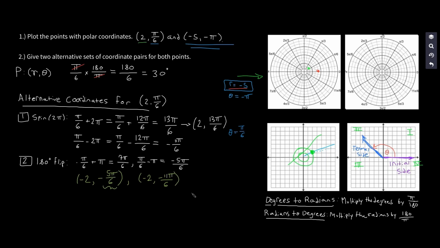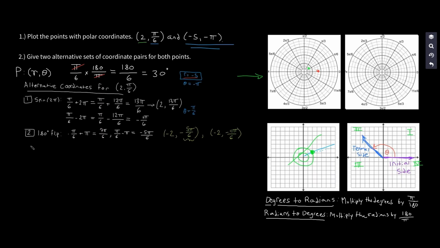For 13 pi over 6, you rotate a full circle plus 30 degrees, and then you're facing the top right, and you walk forward 2 units, which again is measured with the circles. Okay, so what about alternative coordinates for -5, -pi? The thing about -5, -pi is that there already is a -r and a -theta. So to find the alternatives, we're going to use the same tricks that we used before, spinning circles or flipping directions.